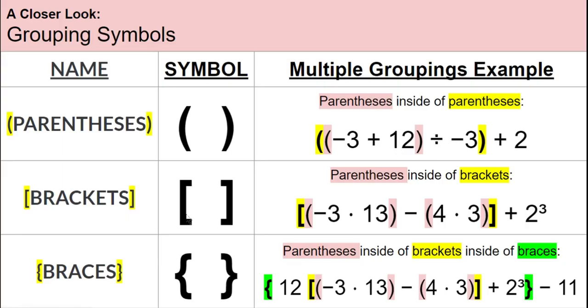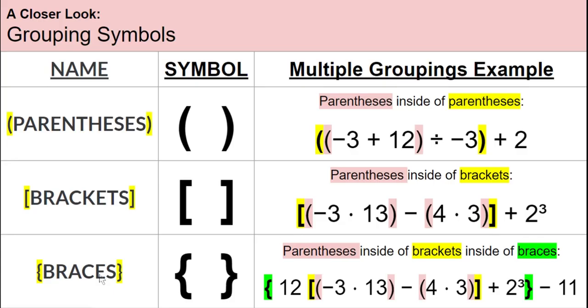You might see brackets, they're these square type shaped grouping symbols. So here's two sets of parentheses inside of brackets. So you can see I have -3 times 13, that's a set of parentheses. Also have 4 times 3 in a parentheses, and both of these parentheses are inside brackets. Okay, so we start from the inside, these two, and then we work our way out.